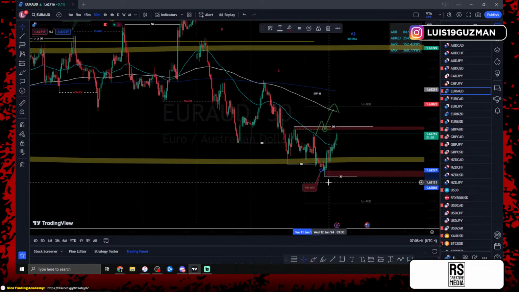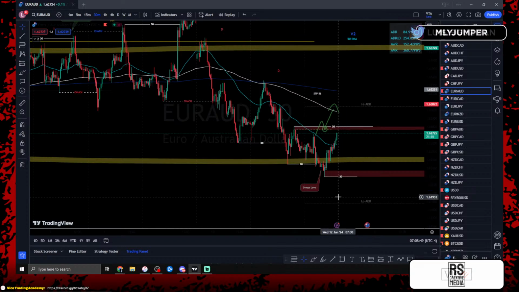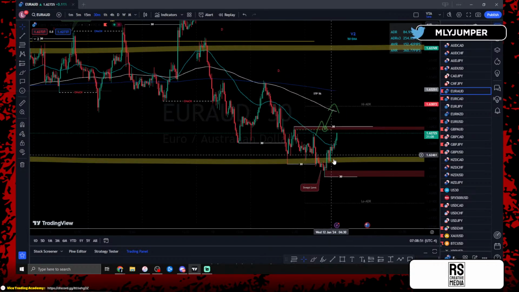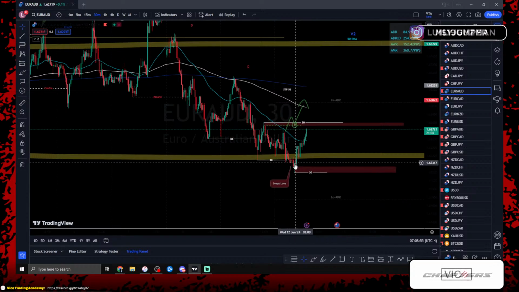You know, all the trading gurus who try to just rename the things that already exist, right? This is a stop hunt, whatever it is, it's all the same thing, just different verbiage. And then price gave us an engulfing candle.